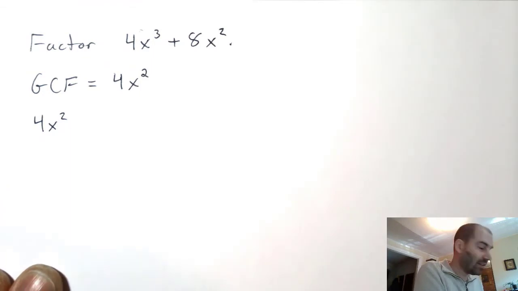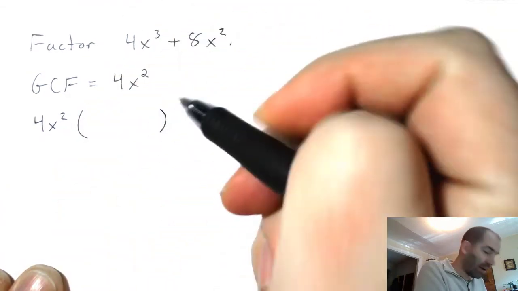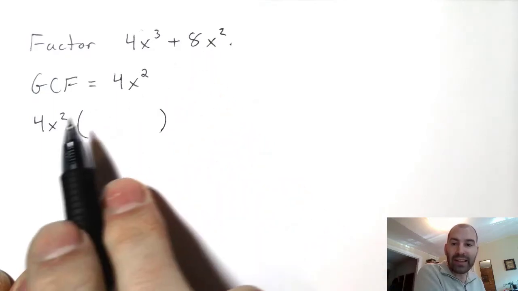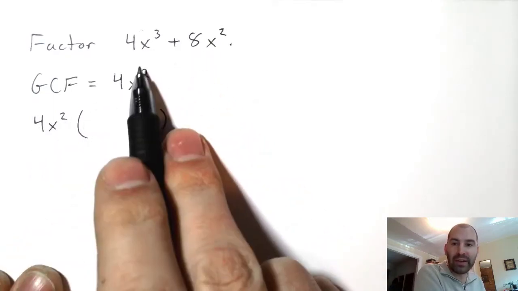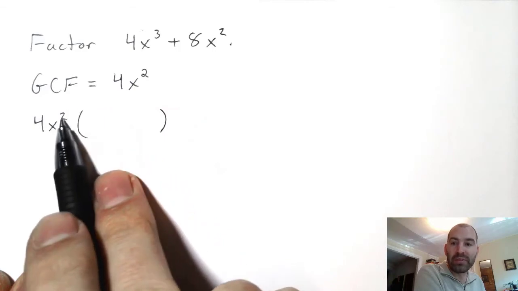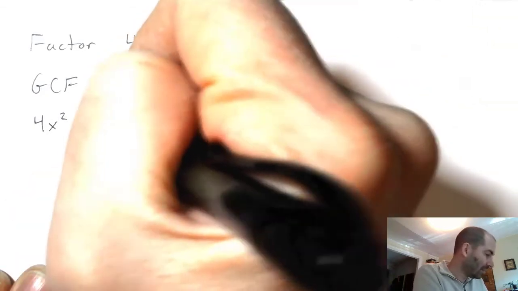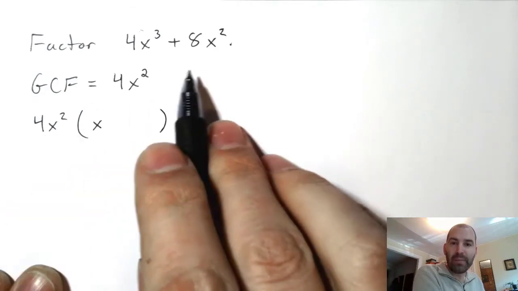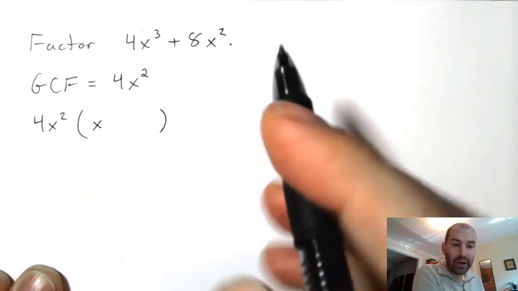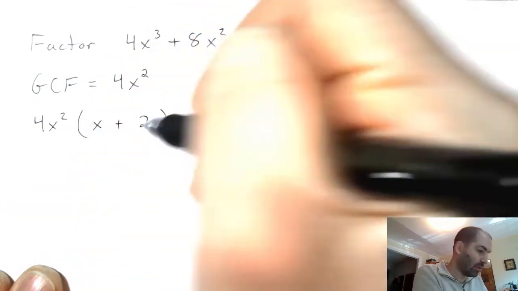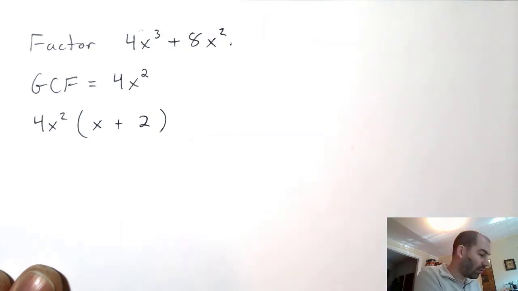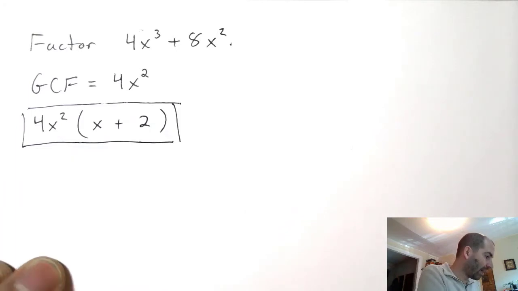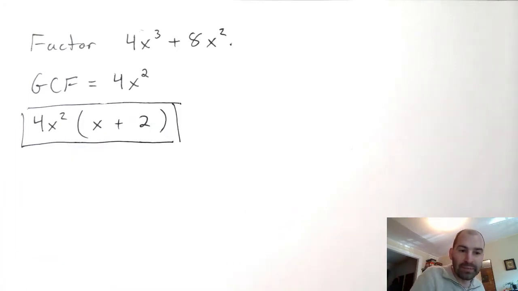Okay, so there it is. What do we multiply it by in order to get this expression? Well, I have to ask myself, what do I multiply 4x squared by to get 4x cubed? All that's missing is an x. And then what do I multiply 4x squared by to get 8x squared? Well, just 2. So there's my factorization of 4x cubed plus 8x squared.